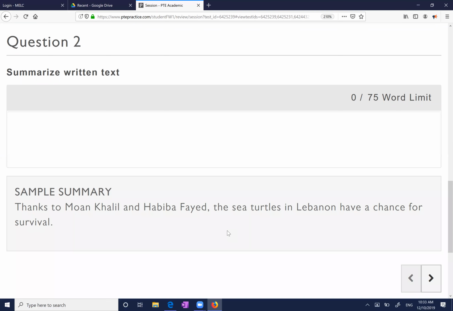Two ladies or two friends, Mona Khalil and Habiba Fayed, went to their hometown, Lebanon, and they made some efforts to save the endangered species of turtles by opening a bed and breakfast restaurant, and they saved the money and did something to help that. That's it. Does that make sense? So this is the overall crux.